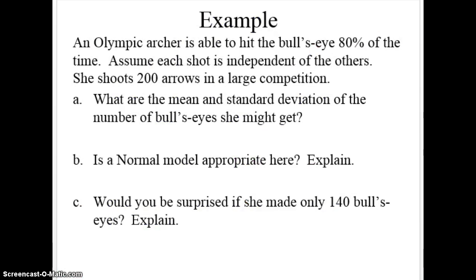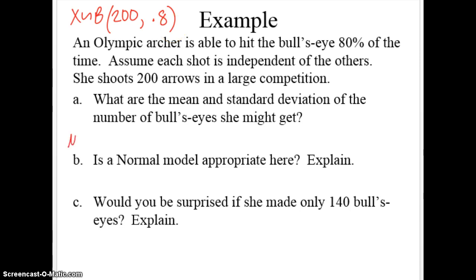So now let's go ahead and do that. An Olympic archer is able to hit the bullseye 80% of the time. Assume each shot is independent of the other. She shoots 200 arrows in a large competition. So x is binomial because she either hits the bullseye or she doesn't. So x is a binomial distribution with an n of 200 and a p of 0.8. Okay, so what are the mean and standard deviation of this binomial?